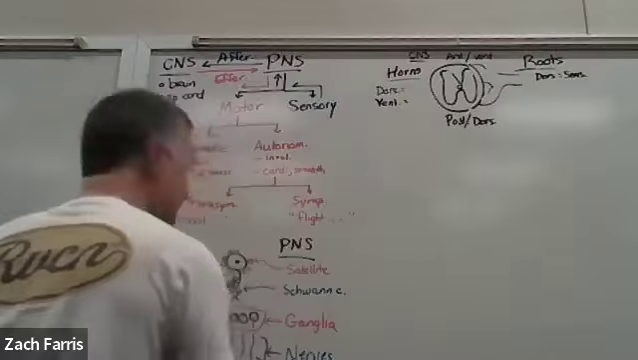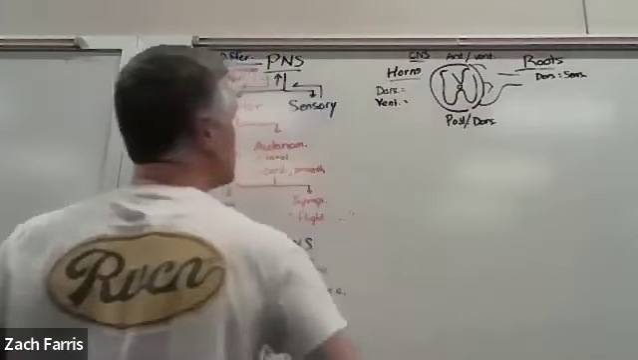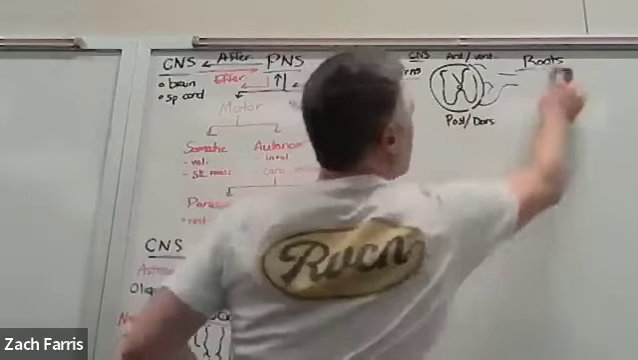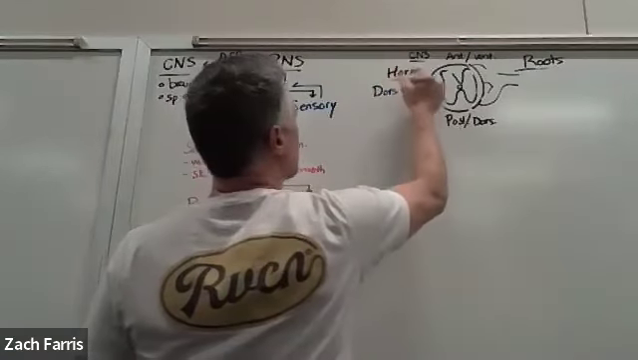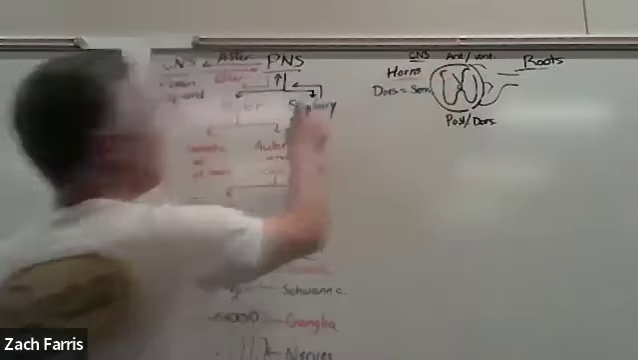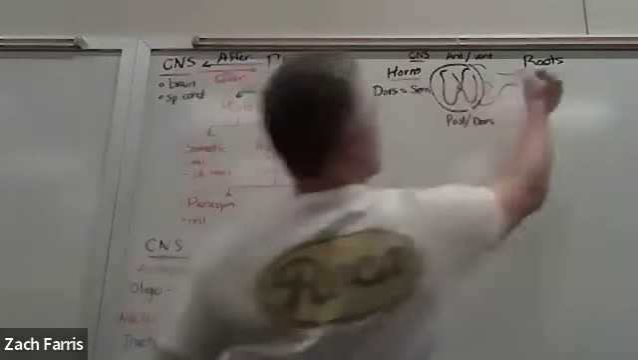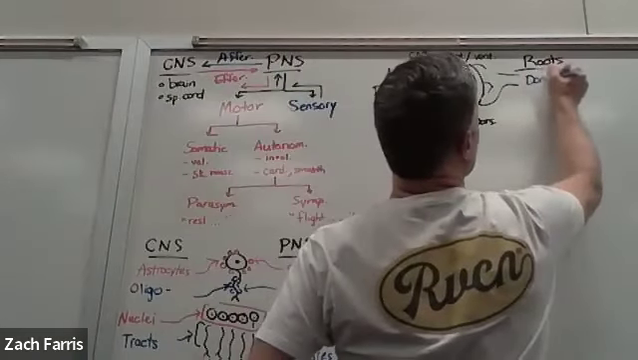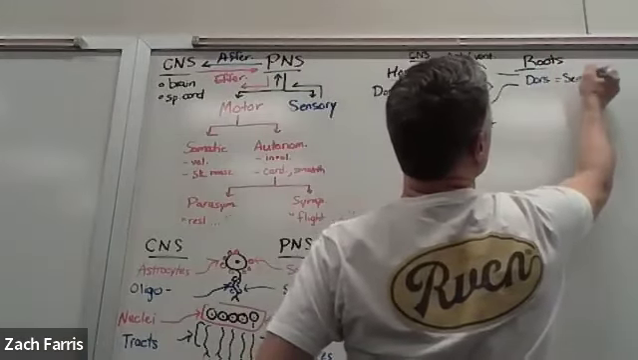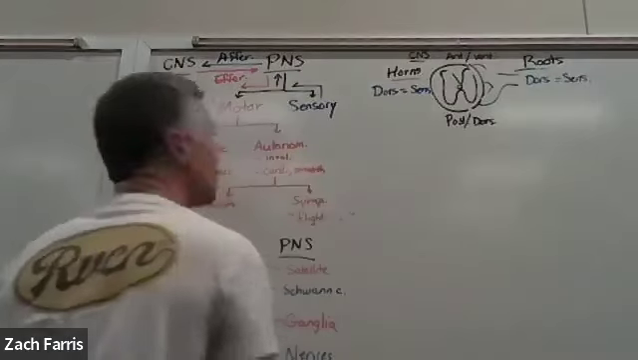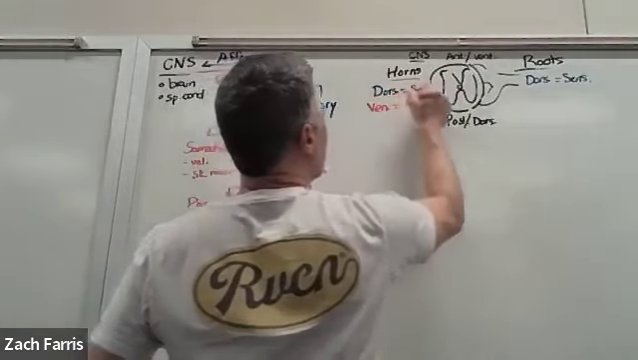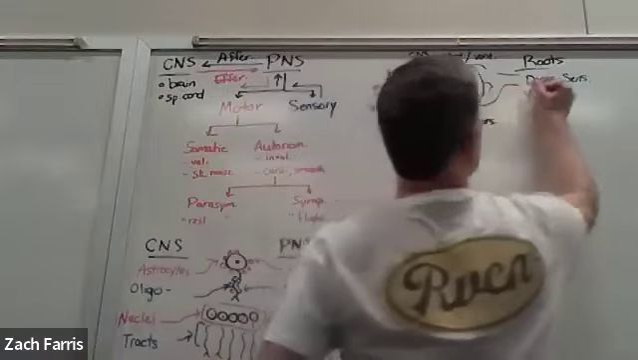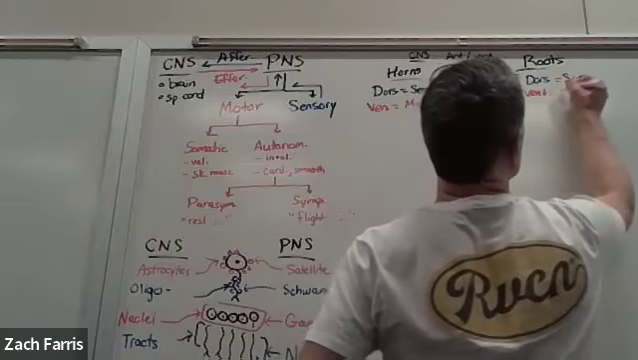Just reorganize. Okay, so our dorsal side deals with what information? Sensory. And we've been doing sensory so far. There's our sensory, it's in blue. Our dorsal root and our dorsal horn both deal with sensory, and our ventral deals with motor: ventral root, ventral horn.